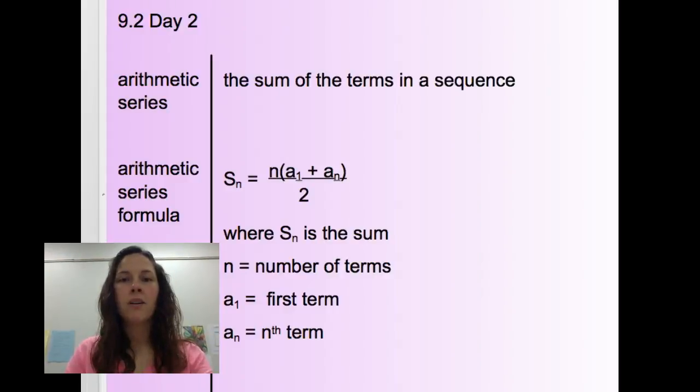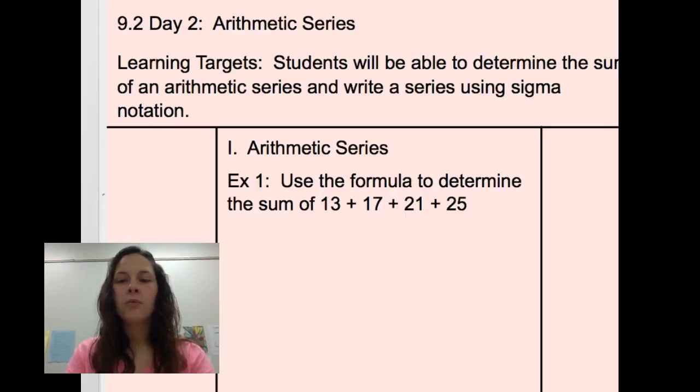Today we're looking at arithmetic series, which is the sum of the terms in a sequence. So we have a series formula. If we take a look, S sub n is the sum of the first n terms, n is the number of terms, a sub 1 is the first term, a sub n is the last term that we're looking to sum. So we're going to start with a simple one.